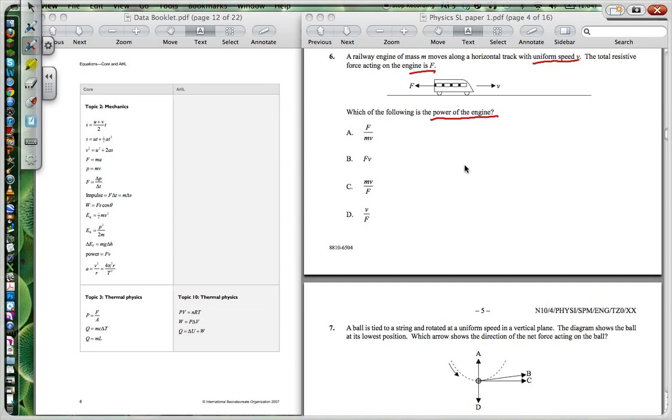So the power, if we go here, we've got this formula over here. Power is equal to Fv. Because this force that's been applied by the engine is purely to overcome the resistive force. That's all that is, because you're going at a uniform speed. So it's just applying that force. So that's why we have that Fv. So B would be correct.